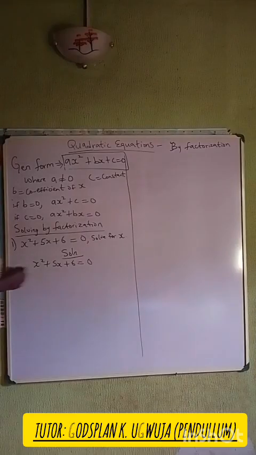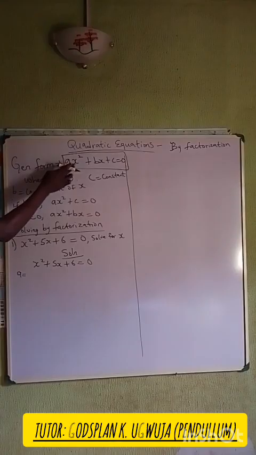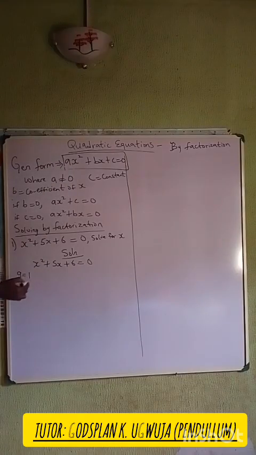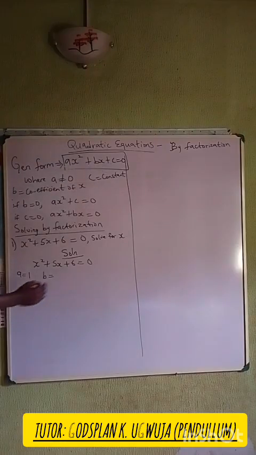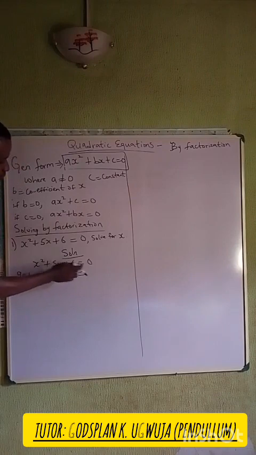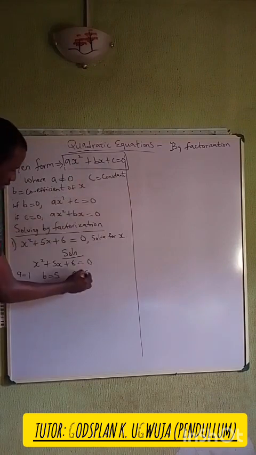Now, let us bring out our a. Remember, a is the coefficient of x squared. So the number attached to x squared here is 1. There's an invisible 1 here. Don't forget that. Our b, the number attached to x, is 5. Our c, the constant, is 6.